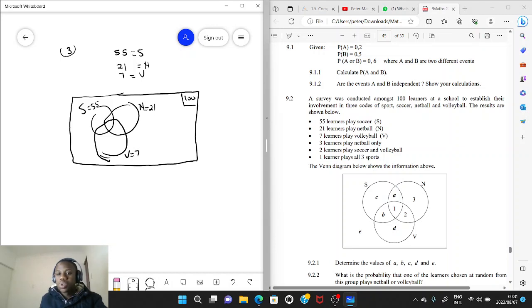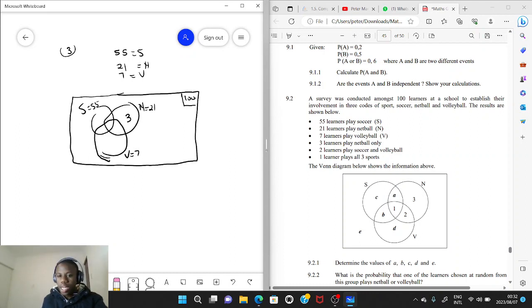We are done. So they said three learners play netball only. So what is the part for netball only? If you look at this portion, it is netball only. So we don't want to see the interference of S or V. So we consider only netball. So in this portion, it will be netball only. How many learners play netball? Three learners play netball, right?